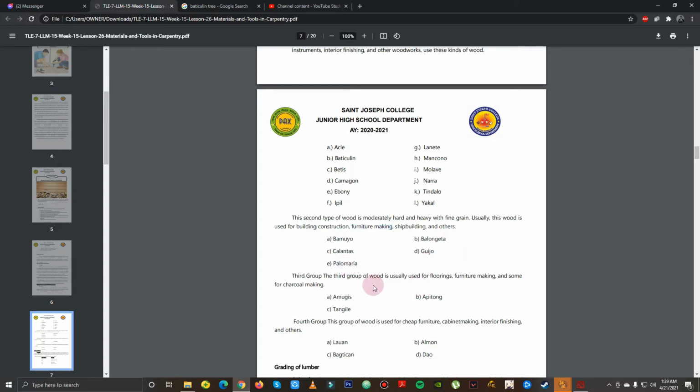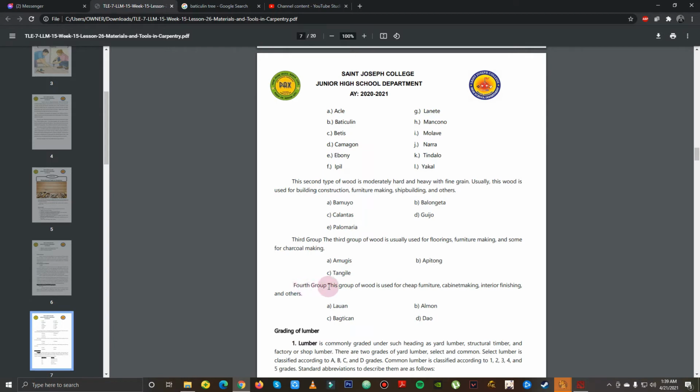Okay, the third group is a wood usually used for floorings. Himuon siya og floor, kanang sawg, furniture making, and some of charcoal making. Pwede sa mo og uling. Okay?